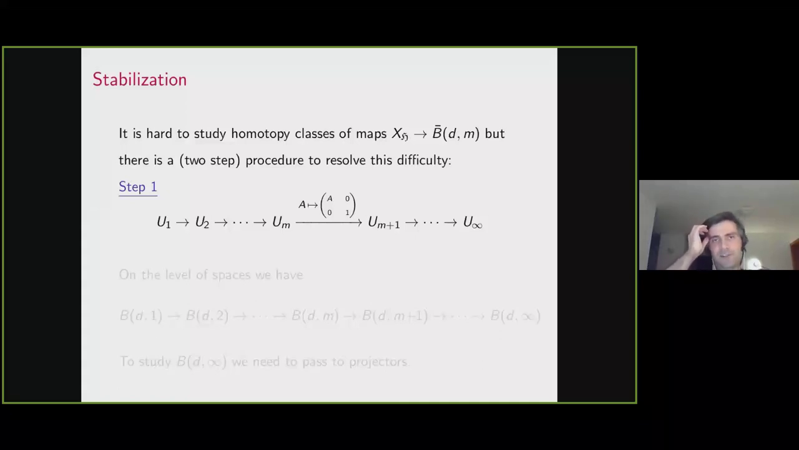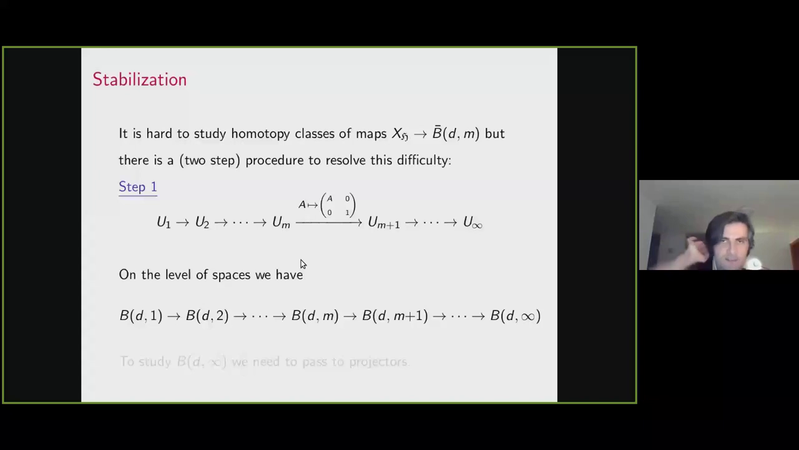Which means essentially considering all the unitary matrices all at once. I can consider a unitary matrix M by M inside a unitary matrix M plus 1 by M plus 1 by including it via this map. So A goes to A 0 0 1. I'm just including a 1 on the right diagonal. And we can take the union of these unitary groups along these inclusion maps. So U infinity is called the stable unitary group.